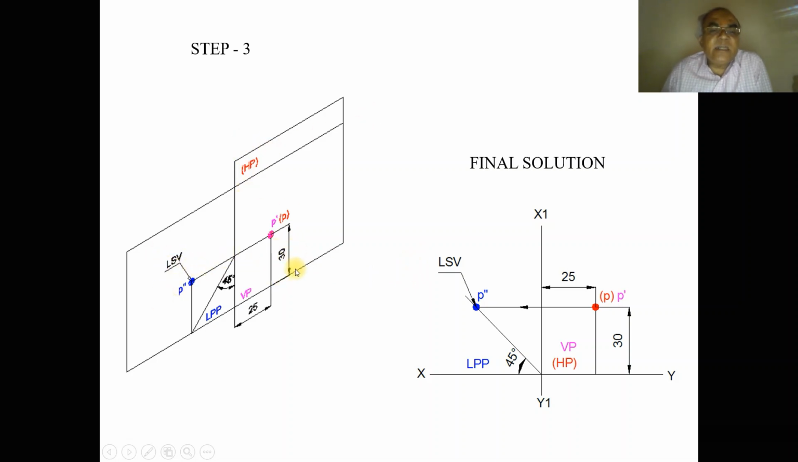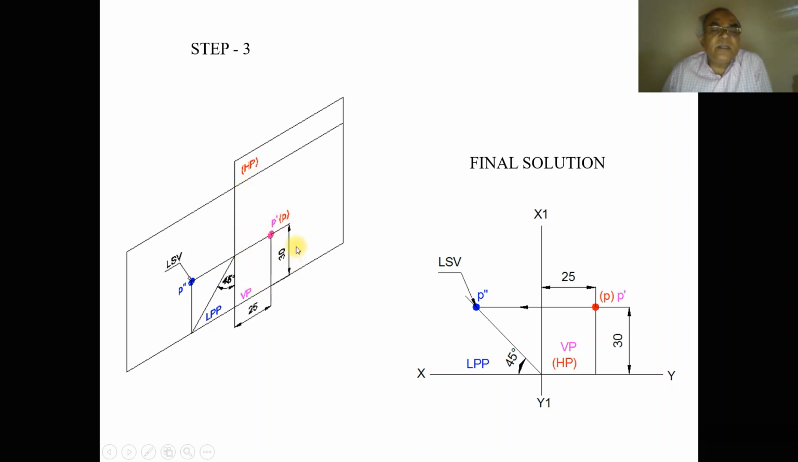As the distance above HP and behind VP are both 30 mm, obviously both P dash and P will overlap. As the horizontal plane is the one that has been rotated, by convention the rotated plane will be in brackets, so HP is in brackets. The image on HP is always the top view, so P will be in brackets, and the image on VP will be P dash.